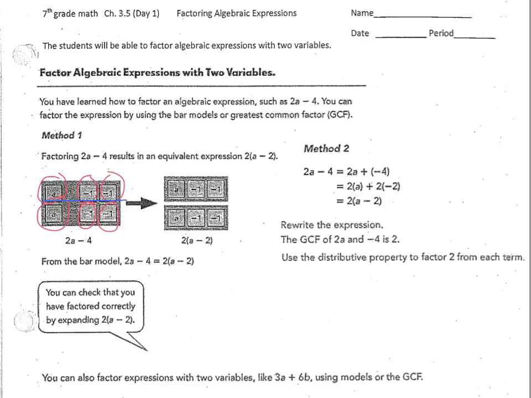So that would be our bar model. 2a minus 4 is equal to two groups of a minus 2. If we put a line right down the center, we have one group of a and negative 2 and a second group of a and negative 2. So all we did was write it a different way.